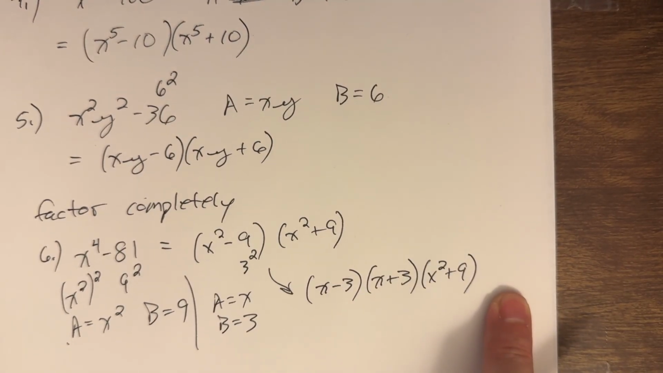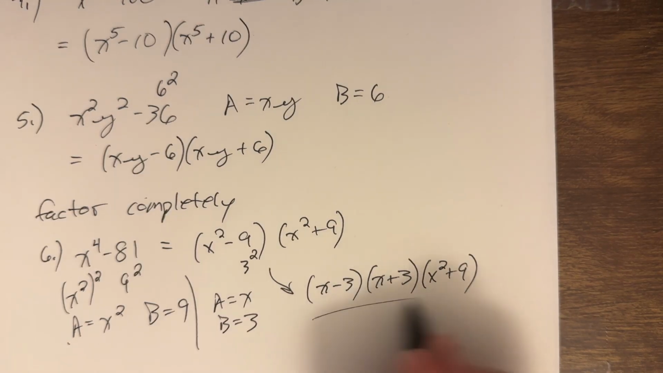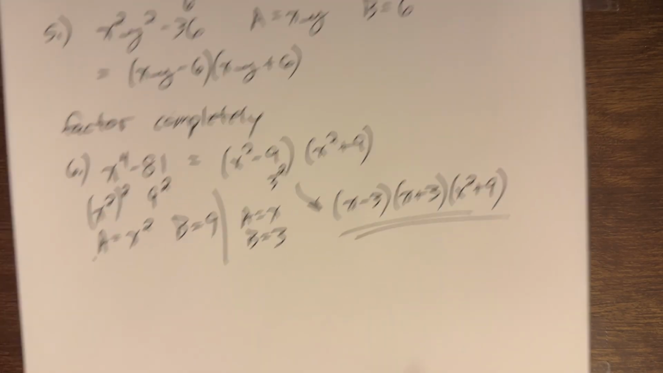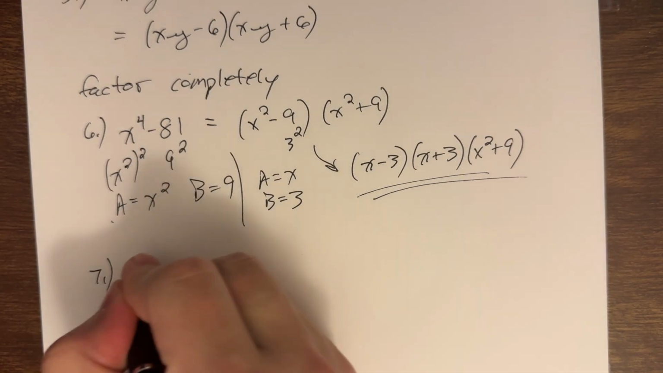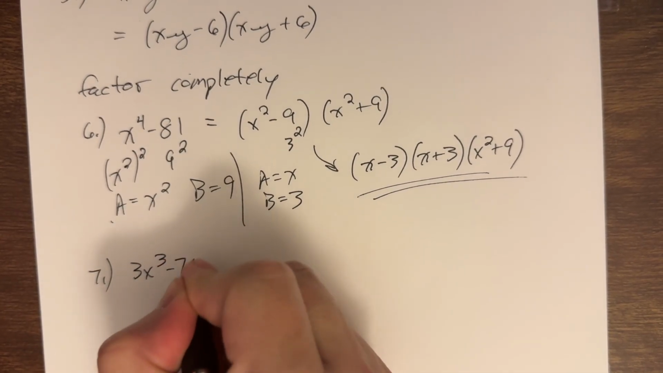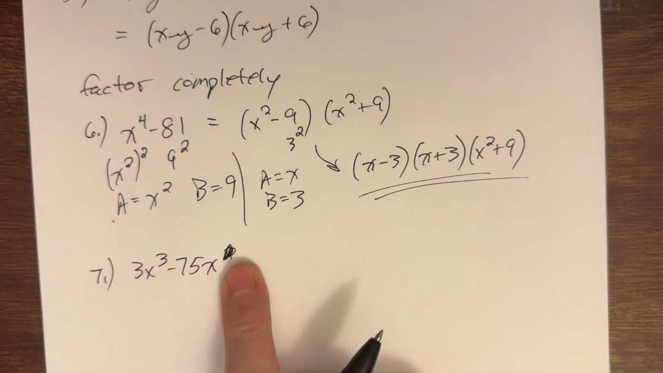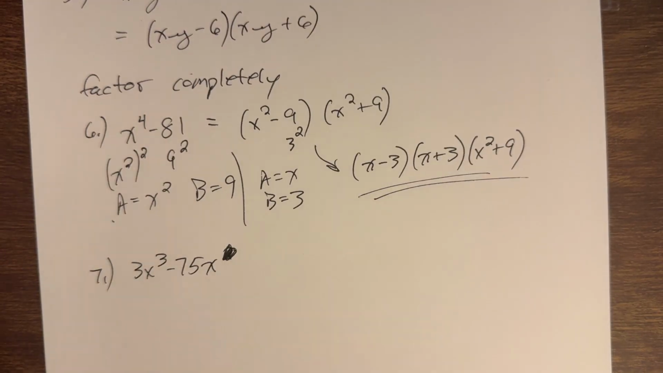We're done. This factors, this kept going, but this was stuck. That is the final answer to number 6. Let's keep going. Number 7. Now let's look at 3x cubed minus 75x. Not x squared, just x. Sorry about that. Just an x.